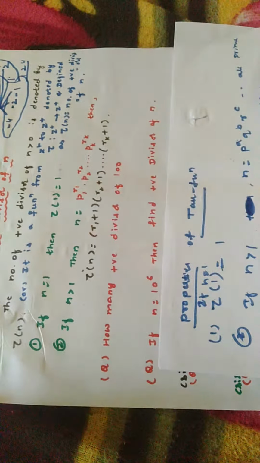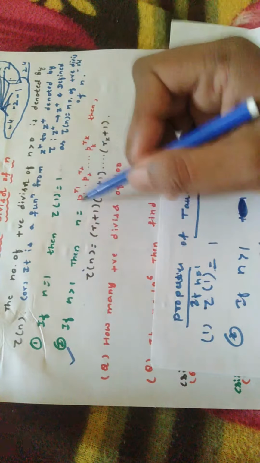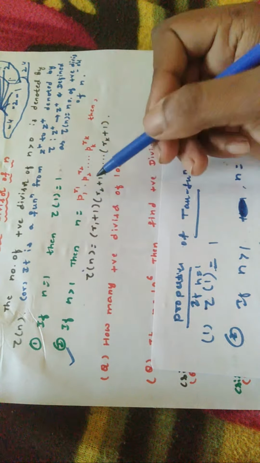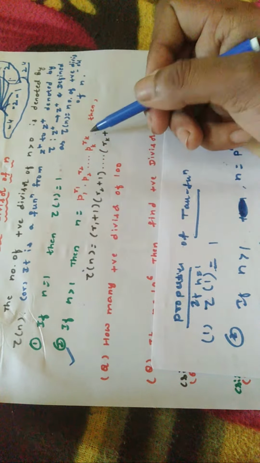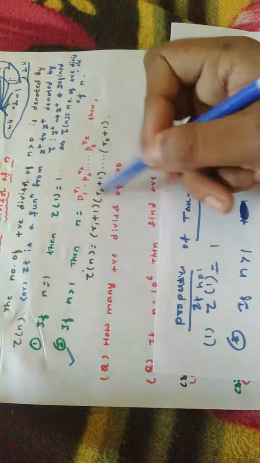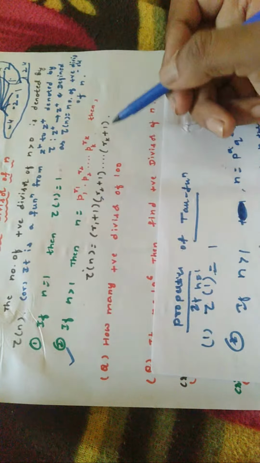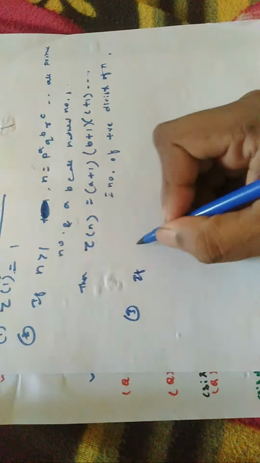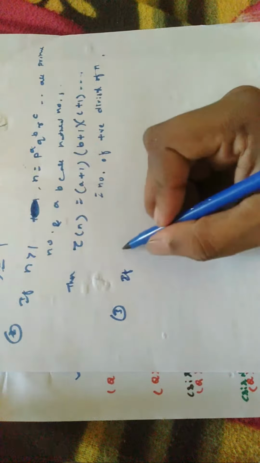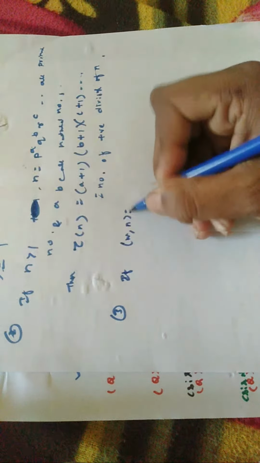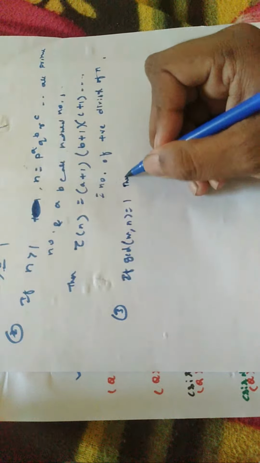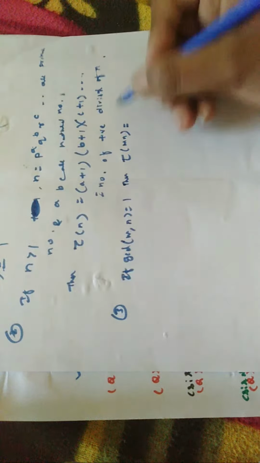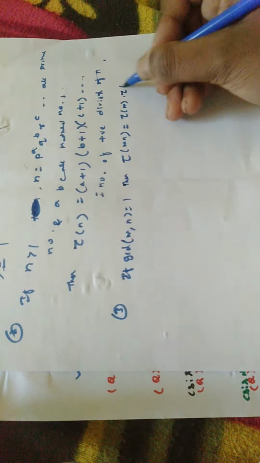This is one of the important properties. It is the same here: if n is greater than 1, then n is equal to p1 to the power r1, p2 to the power r2, and so on, pk to the power rk. Then tau of n is equal to (r1 plus 1)(r2 plus 1), and so on, (rk plus 1). One more property: if gcd of m comma n is equal to 1, then tau of mn is equal to tau of m into tau of n.